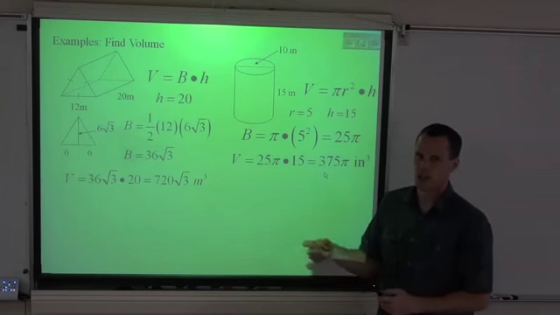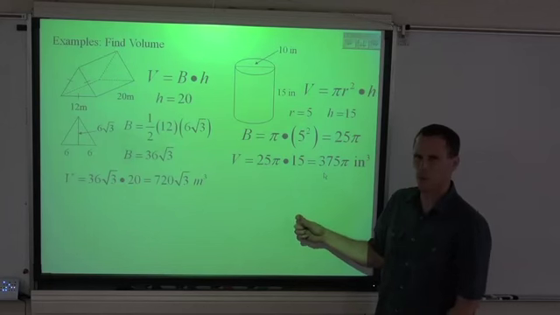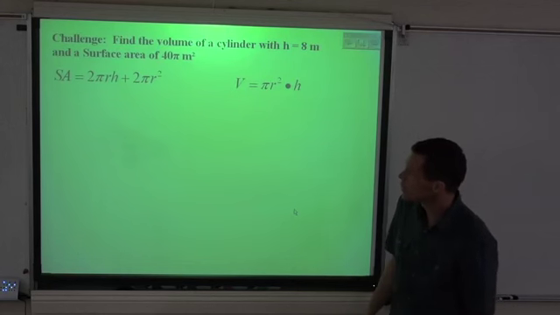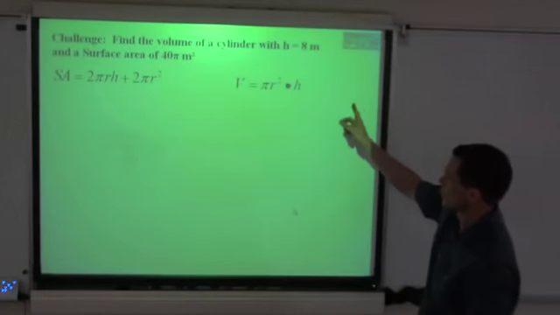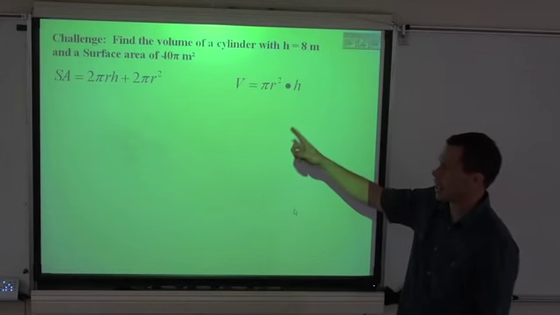Given that this is pretty short, I'm going to look at a real quick challenge problem. Not going to spend much time on it, but check this out. What if we put together the two lessons? Find the volume of a cylinder with height 8 and a surface area of 40 pi.